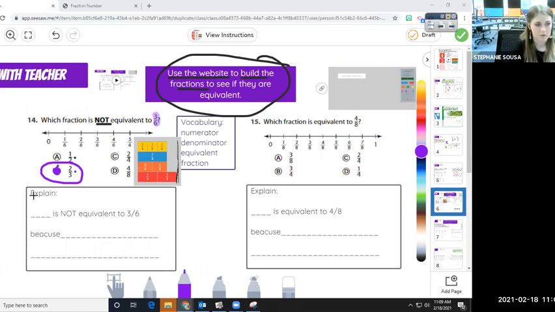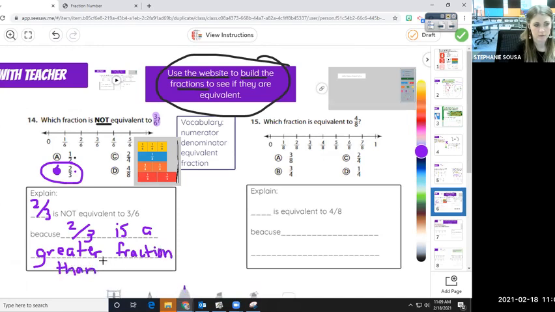Okay, so we know that 2/3 is not equivalent to 3/6 because 2/3 is a greater fraction than 3/6.